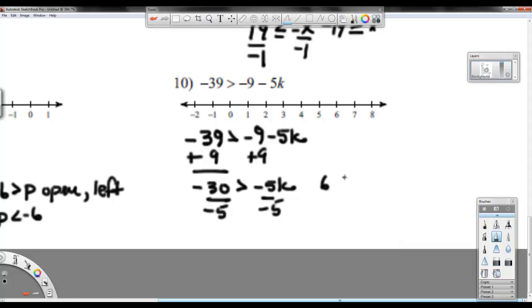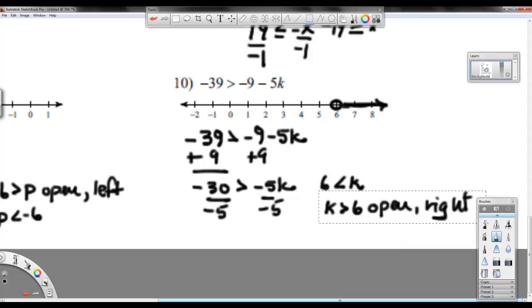So I get 6 is less than k, or I could write it as k is greater than 6. Alright, so we find 6. It looks like it's open. And then I shade. k is greater than 6, so greater numbers are to the right. So there's my graph. Now let's finish the Canvas stuff. So this is open, and I shade to the right. So that's what you're writing in Canvas for your answer.